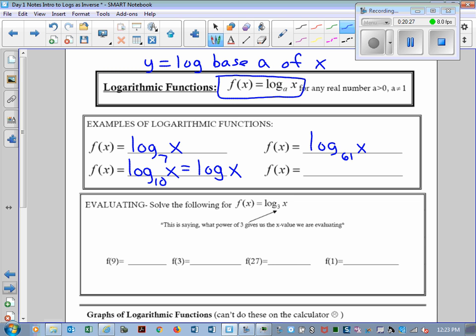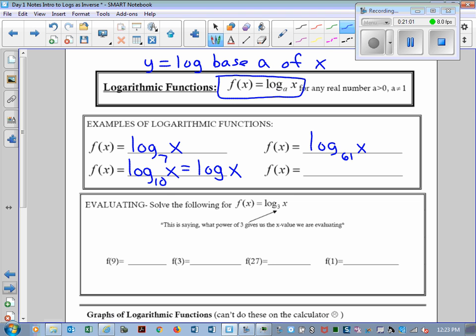Okay? If there is no base identified on your log, it's always going to be base 10. Any book you look at, any worksheet, any test, they're not going to put the 10 there. You need to know that it's a 10. Should we put the 10 there? If you want to, you can. I mean, doesn't hurt. If you look on your calculator down the left-hand column, you've got a log button, right? That's log base 10. That's what they're giving you on the calculator.